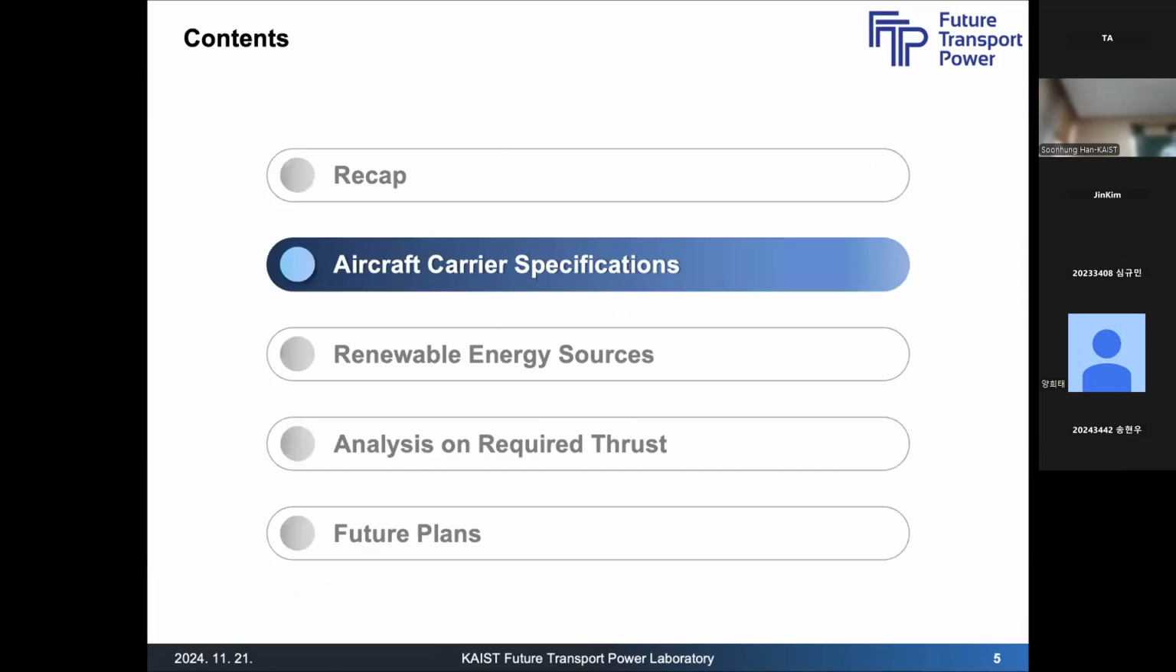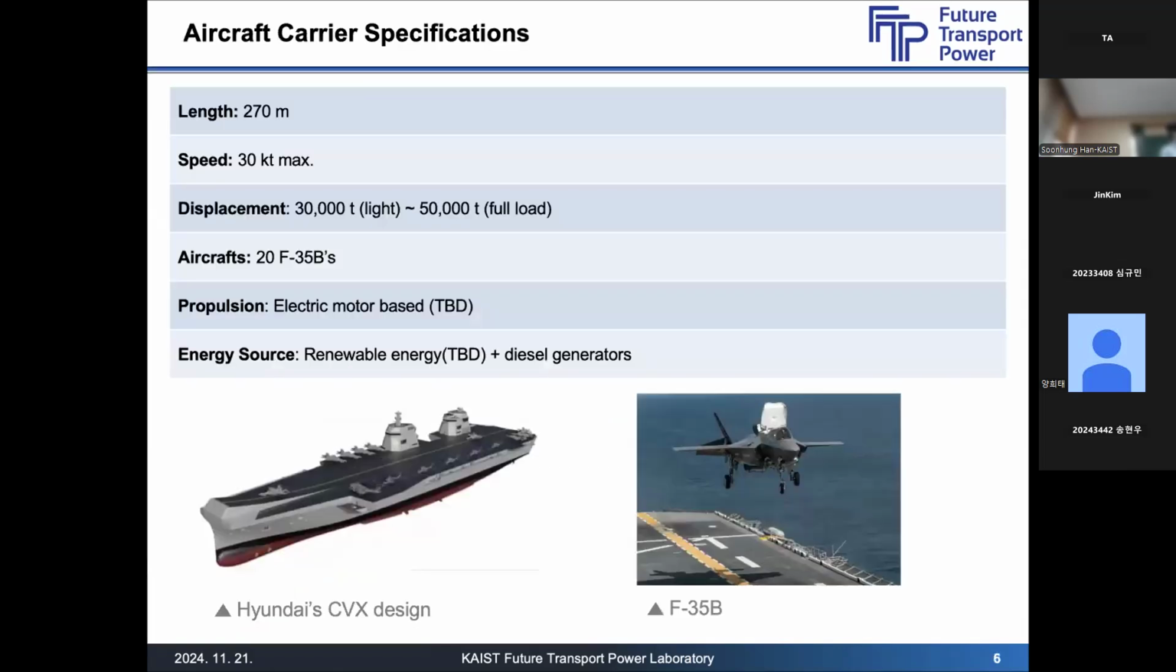So we're going to discuss our aircraft carrier's specifications. We are largely following the Hyundai CX-9, which has an overall length of 270 meters, a max speed of 30 knots, a light displacement of 30,000 tons and a full load displacement of 50,000 tons. It can support 20 F-35B aircraft. And we're planning to suggest an electric-motor-based propulsion system and a corresponding energy source, which would be renewable energy.